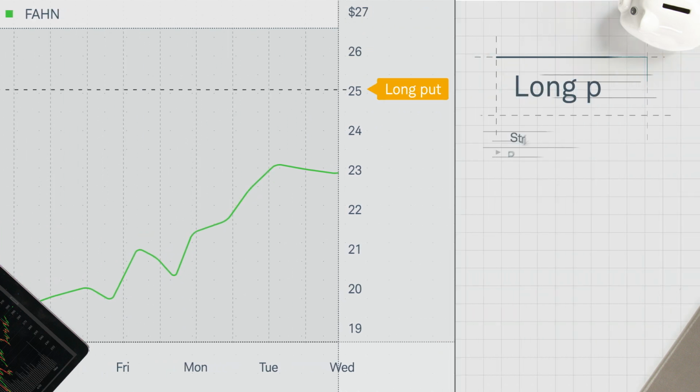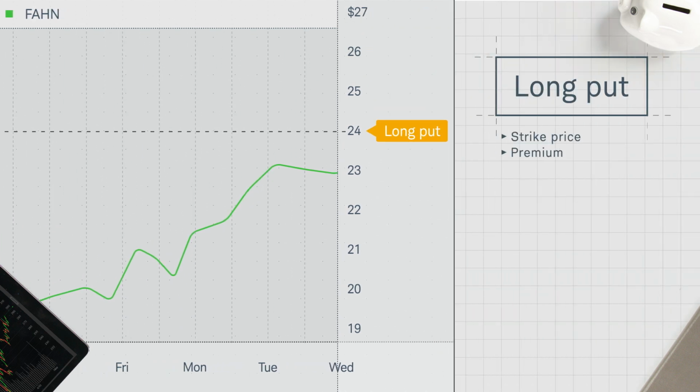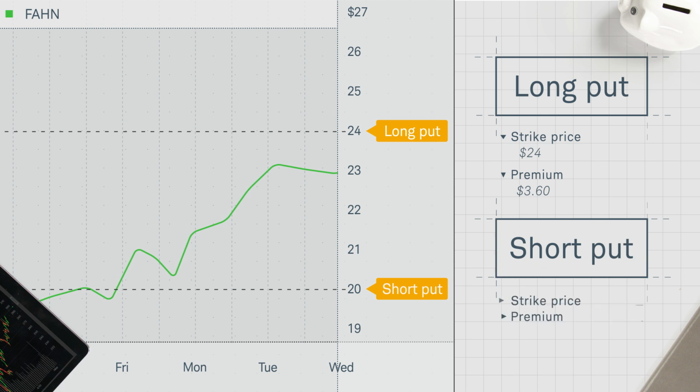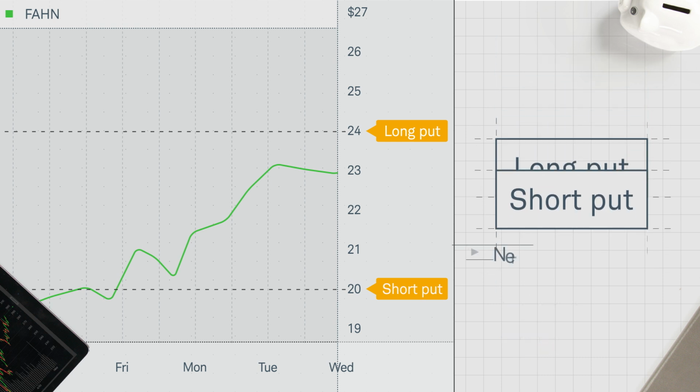I buy an in-the-money put that's 70 days from expiration with a strike price of $24 at a $3.60 premium. Then I sell a put on the same expiration with a strike price out of the money at $20 for a $1.30 credit. With the options multiplier, this long put spread would cost a total of $230 per contract, or the $360 we paid for the long put minus the $130 we made on the short put.